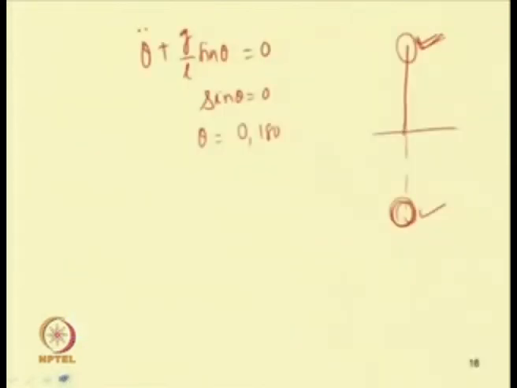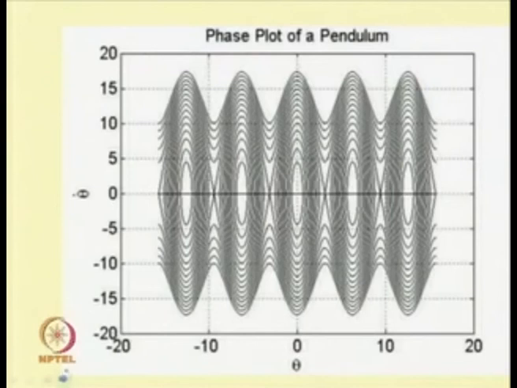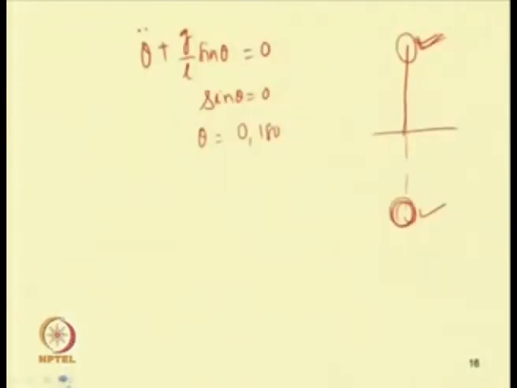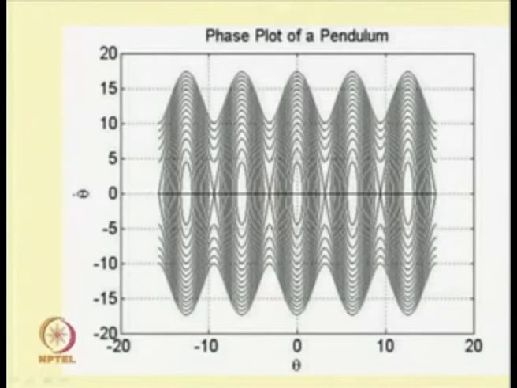One can also do quantitative analysis. In case of this pendulum, the phase portrait is plotted. This is the periodic response, and these are the saddle points. Theta from minus 20 radian to plus 20 radian is plotted. One can have the homoclinic and heteroclinic orbits. This is the homoclinic orbit, and in between this orbit we have this isolated periodic response.